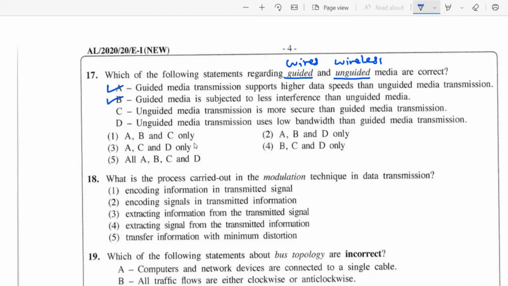C, unguided media transmission is more secure than guided media transmission. No, wireless transmission is not secure compared to wired transmission. D, unguided media transmission uses low bandwidth compared to guided media transmission. Yes, unguided or wireless media transmission uses low bandwidth. As I said, wire transmissions are faster, which means more bandwidth. So D is correct. So A, B, D are the answers. So number 2 is the answer for the 17th question.